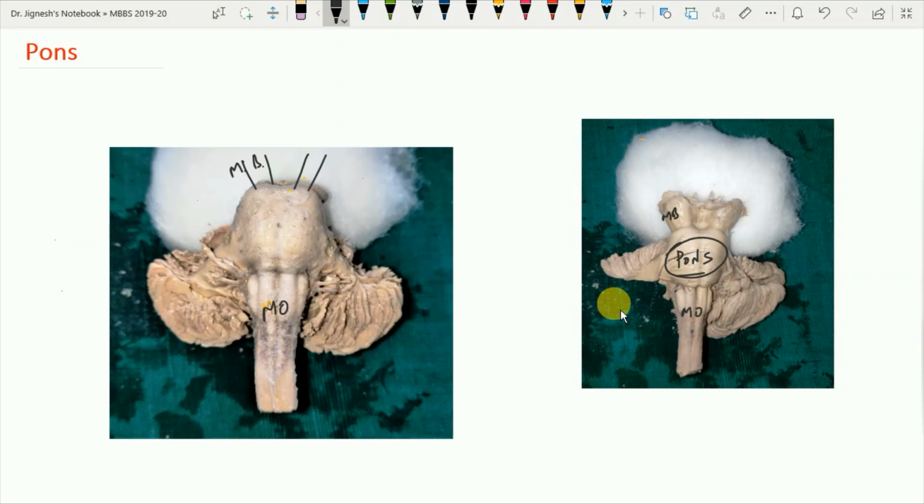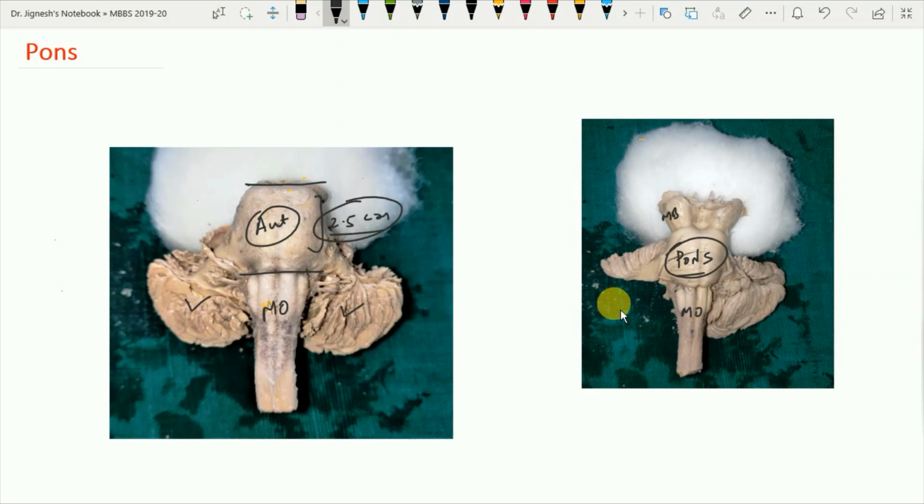It is situated in front of the cerebellum, which is separated from the cerebellum by the floor of the fourth ventricle. This pons is 2.5 centimeter long and it is convex from all the sides. When we see the external features of this pons, it has one anterior surface, one posterior surface, which we are not able to see in this figure, one upper border and one lower border.